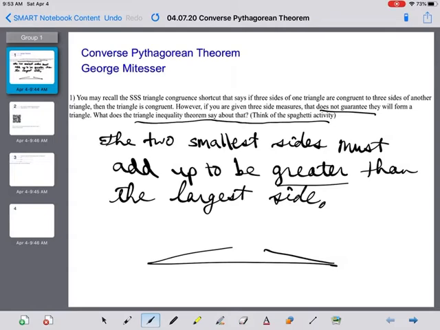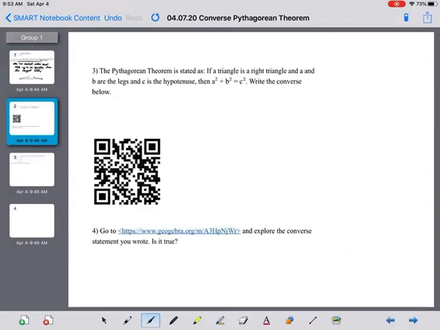So that's really important. Now we're going to go even further today, and we're going to be able to classify the triangle. So the Pythagorean theorem is stated as, if a triangle is a right triangle and A and B are legs and C is the hypotenuse, then A squared plus B squared equals C squared. Write the converse below. So the converse is when you exchange the if and then statements.